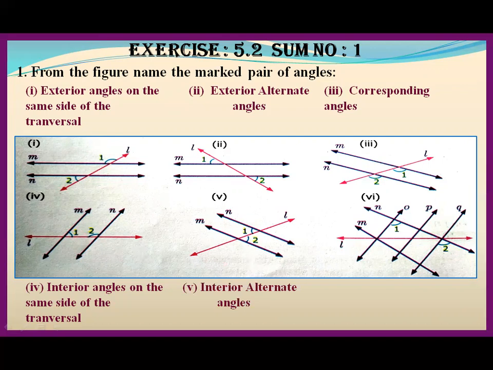The last one, you have 1 and 2 marked here. So let's take O and Q as the two parallel lines cut by this transversal. N is the transversal which cuts them. So the angle 1 and angle 2, one is interior, one is exterior, and on the same side of the transversal. So they are corresponding angles.